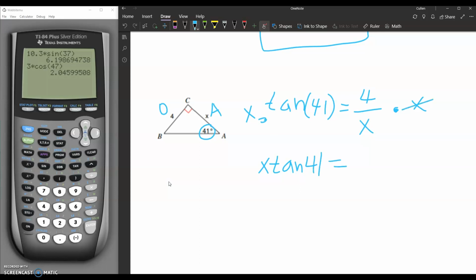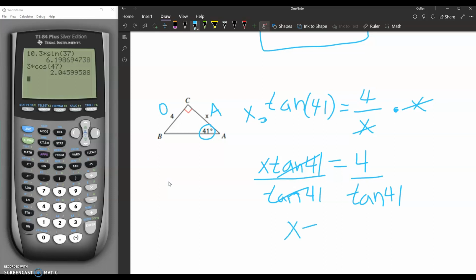equals the 4, and the x over x here, those cancel, and you have x tan 41 equals 4. And then what you're going to do to solve is divide both sides by tan 41. And that's a little bit weird, but tangent 41 is just some number on your calculator, so it's perfectly fine to divide by it.